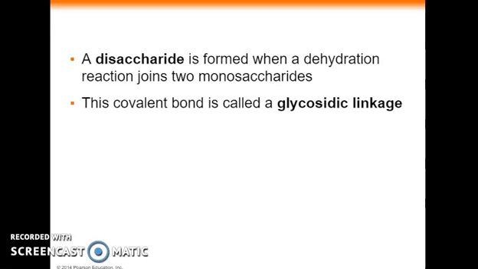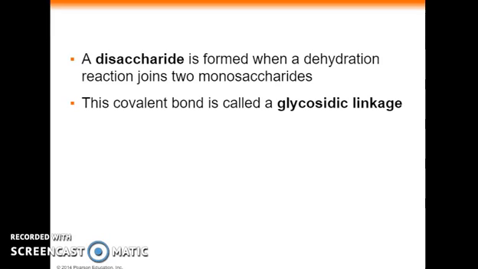Two monosaccharides can join with a glycosidic linkage to form a disaccharide via dehydration. Maltose, or malt sugar, is formed by joining two glucose molecules. Sucrose, or table sugar, is formed by joining glucose and fructose. Sucrose is the major transport form of sugars in plants. Lactose, or milk sugar, is formed by joining glucose and galactose.